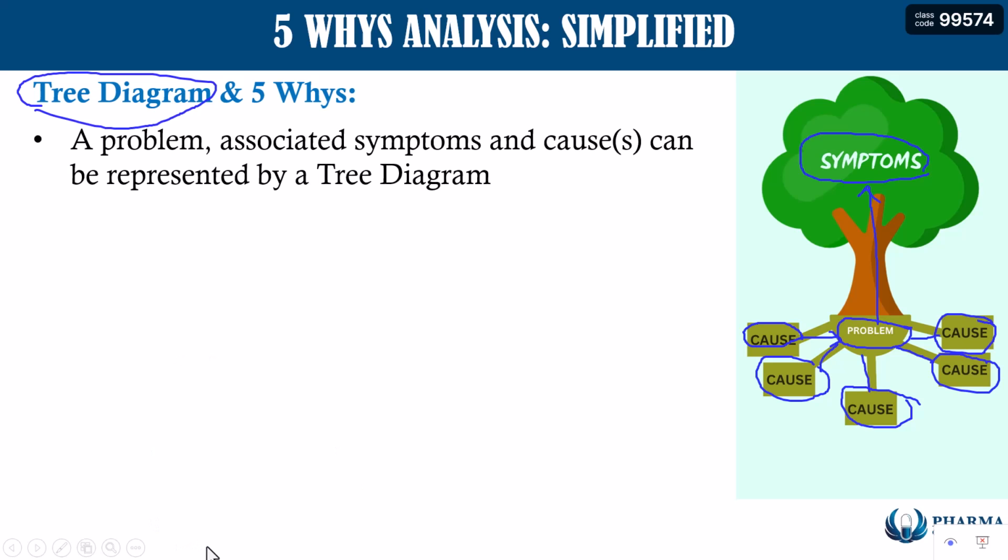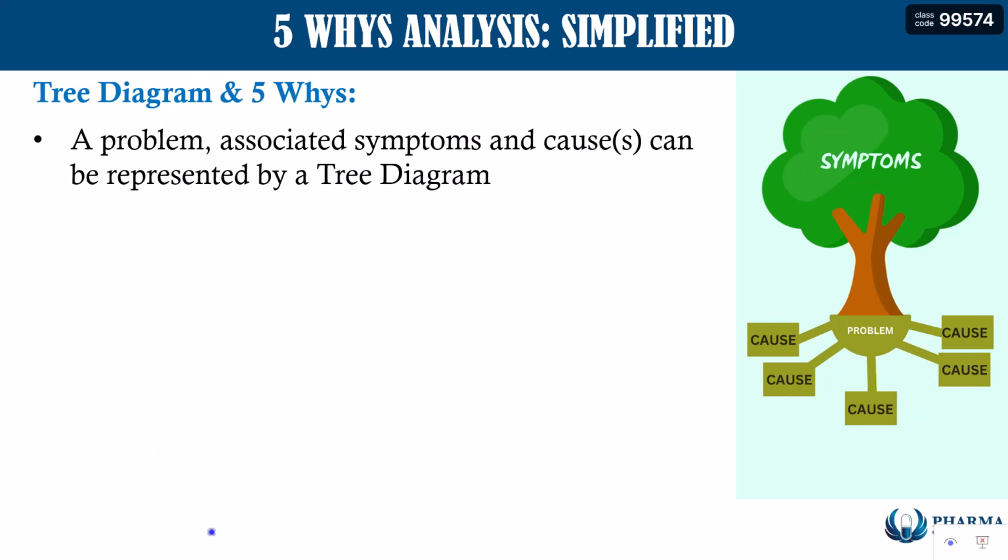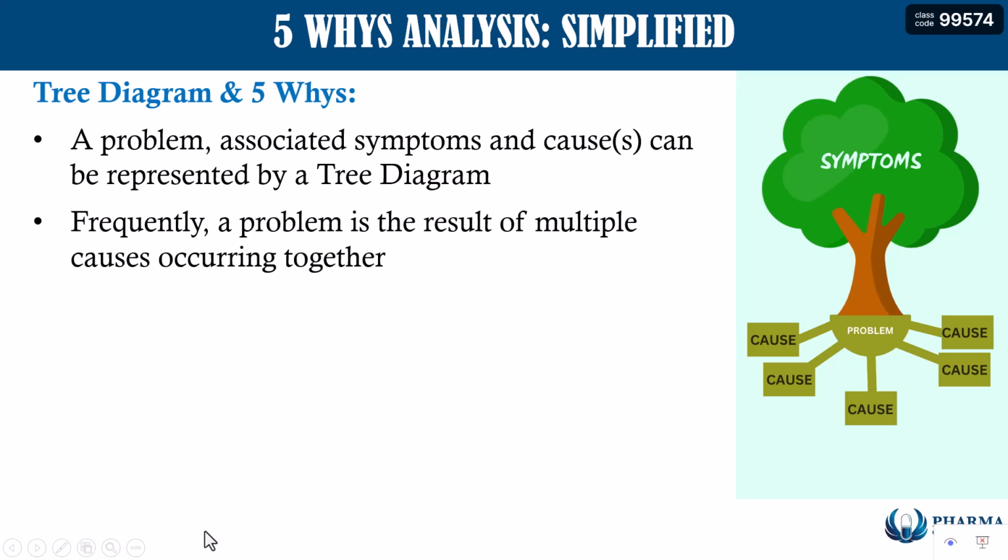So a problem, its associated symptoms and causes can be represented by a tree diagram, as we just discussed. Frequently, a problem is the result of multiple causes occurring together. So this problem is always the result of these many causes. So it could be one cause or it could be many causes. So these causes create the problem.